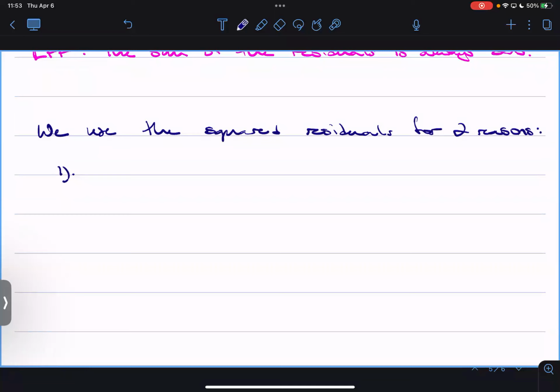And so the first reason is that negative residuals become positive. And the second reason is that it amplifies large residuals.